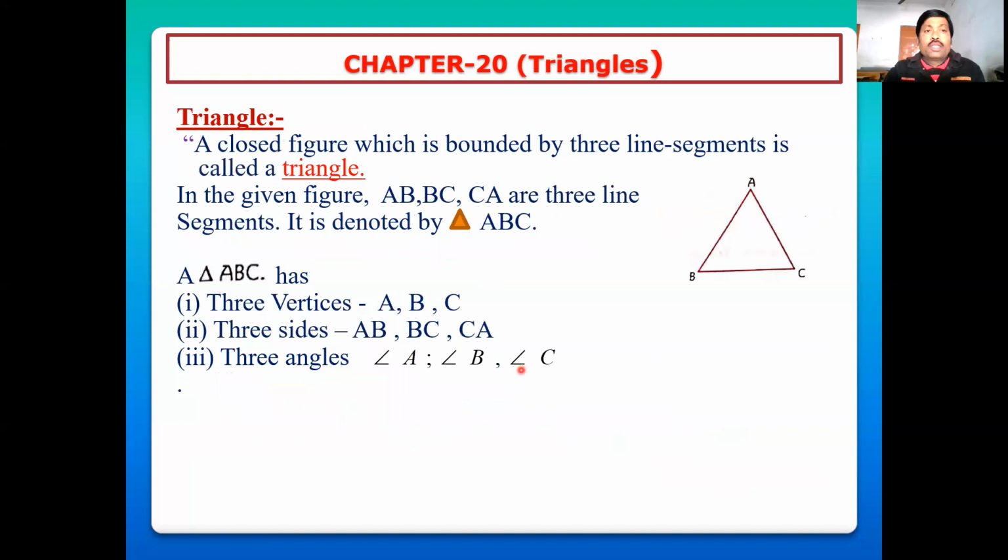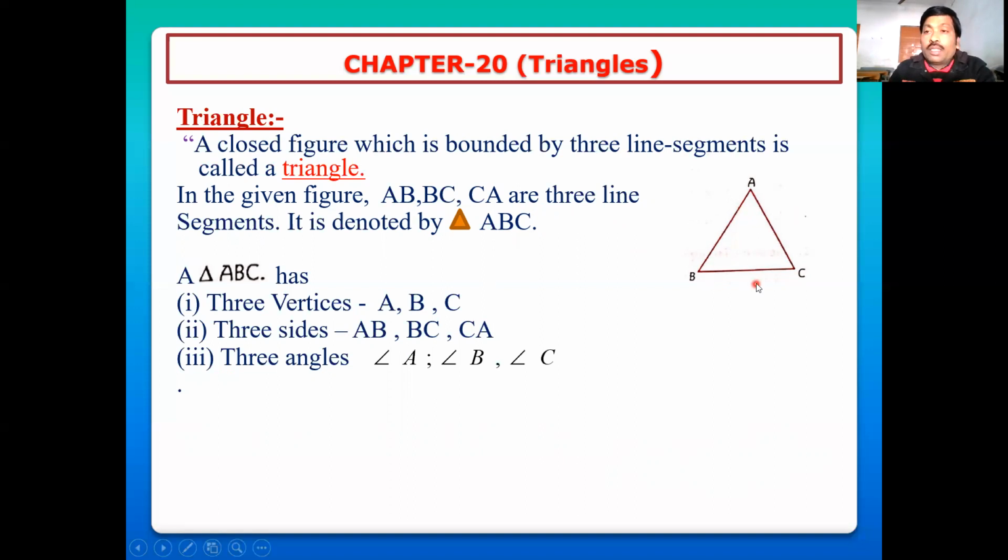Okay, now what are triangles? A closed figure which is bounded by 3 line segments is called a triangle. Here we see AB, AC, and BC are the 3 line segments which form a closed figure, which is called a triangle. Here AB, BC, and CA are 3 line segments. It is denoted by the triangle symbol, triangle ABC.